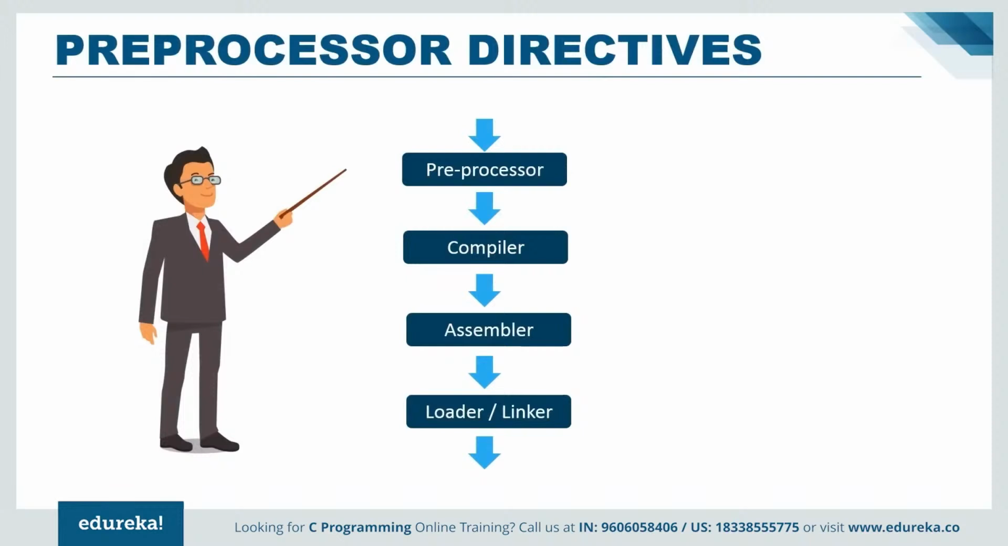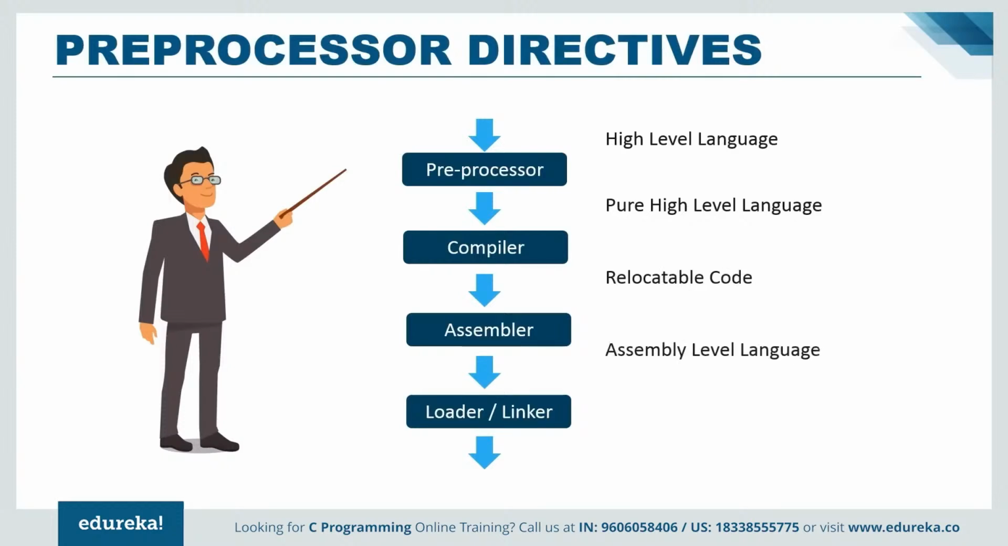Now let us understand how the preprocessor directives work. Firstly, the preprocessor directives are declared in a high-level language, which is the user's language. For example, #include stdio.h. Before compiling the actual program, the compiler will compile the preprocessor directives. The preprocessor directives will be in a pure high-level language, which will be in a relocatable code. This relocatable code will be converted by the compiler into assembly level code and will be passed to the assembler. Now, the job of the assembler is to understand the codes which are sent to it and to perform the operation which is expected from it.